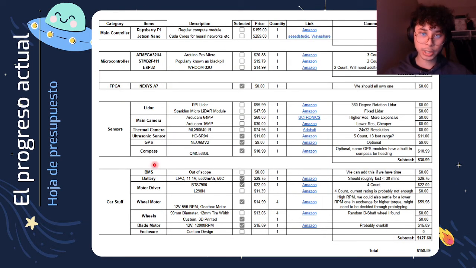And then our budget sheets. Our expected budget sheet at the moment is $160, and if we ever need something in the future, we have it listed here already. And yeah, so that's pretty much it.